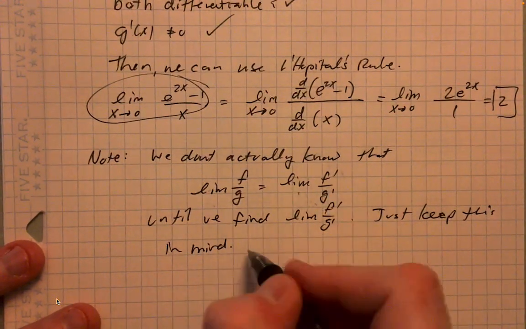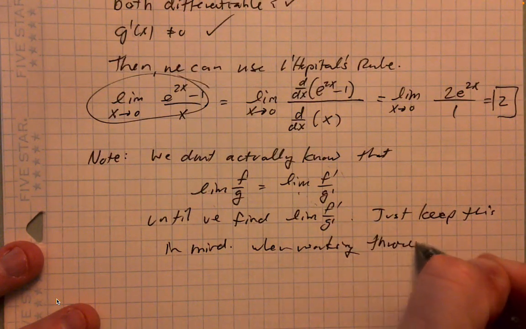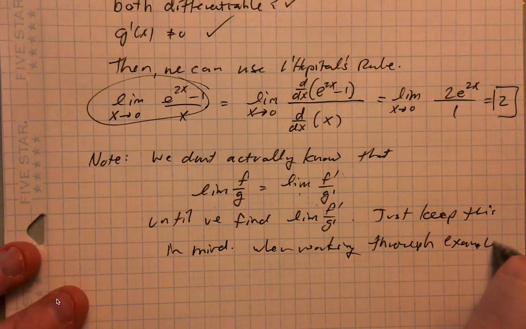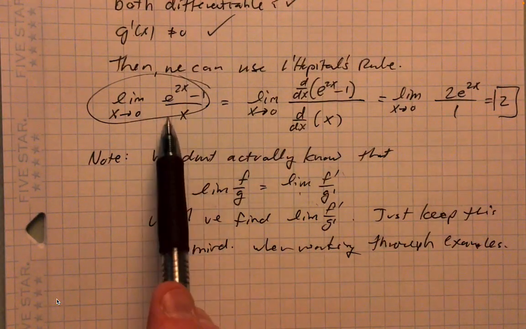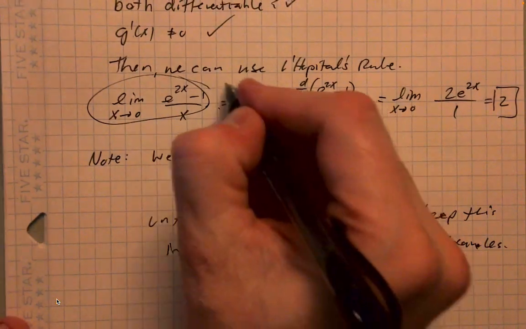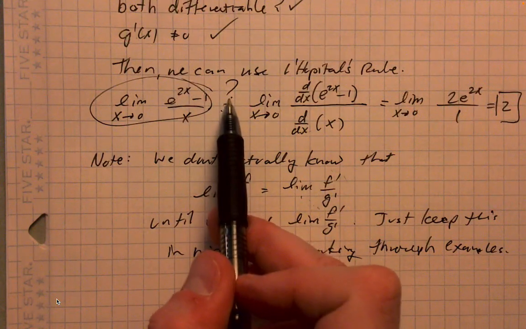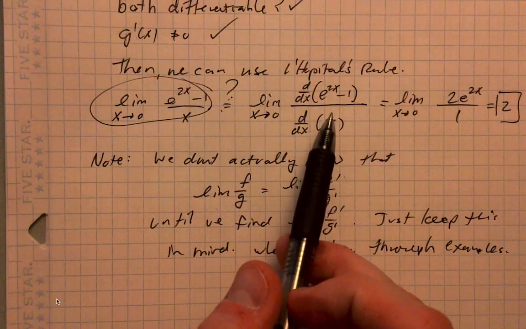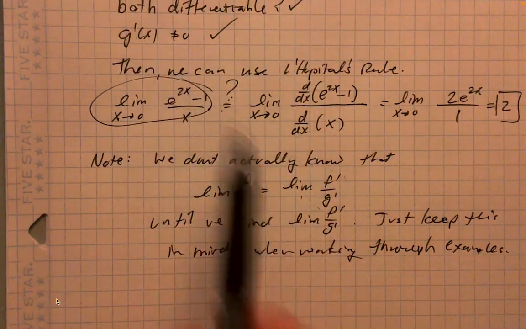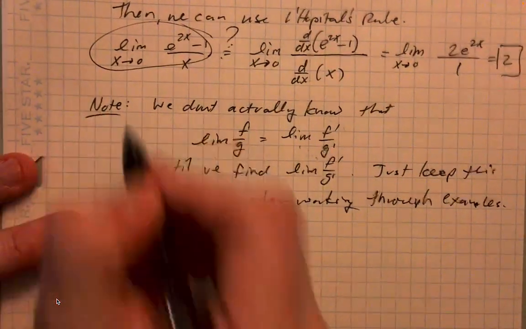This is something to keep in mind when working through examples. A lot of times we take for granted that this equals this, but this may not be true. If this limit doesn't exist, then this is not necessarily true. It's possible for the limit of the ratio of the derivatives to not exist, in which case these two would not be equal. But if this limit does exist, then they are equal, provided that these conditions are met. Okay, so that's the first thing to note.